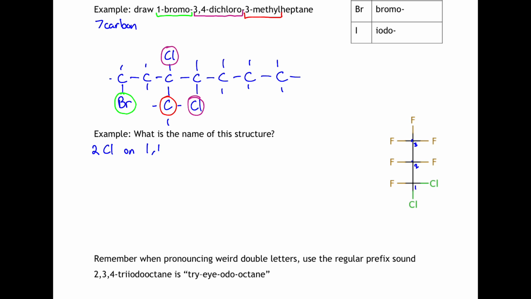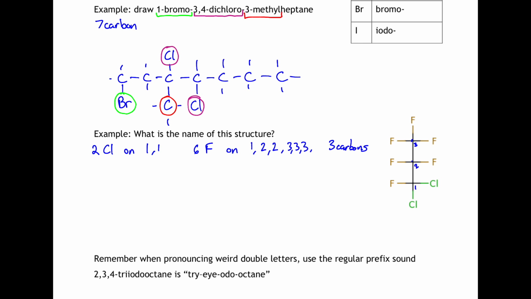The next one, how many fluorines do I have? 6 fluorines on 1, 2, 2, 3, 3, 3 is ridiculous. And what's my base carbon chain? Yeah, 3 carbons. So this is a fun thing. We're going to do it in this order. We're going to have 2 chlorines on 1 and 1, 6 fluorines on 1, 2, 2, 3, 3, 3, and then 3 carbons to finish off my name.